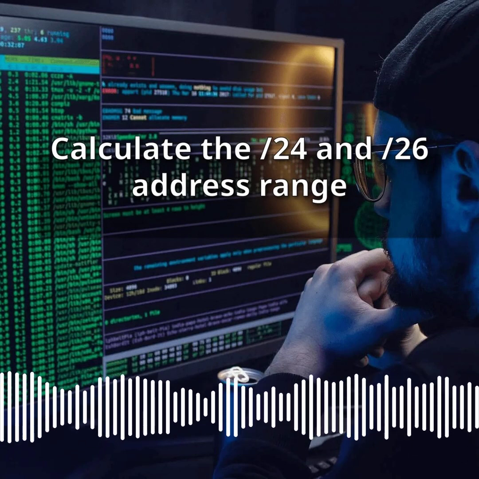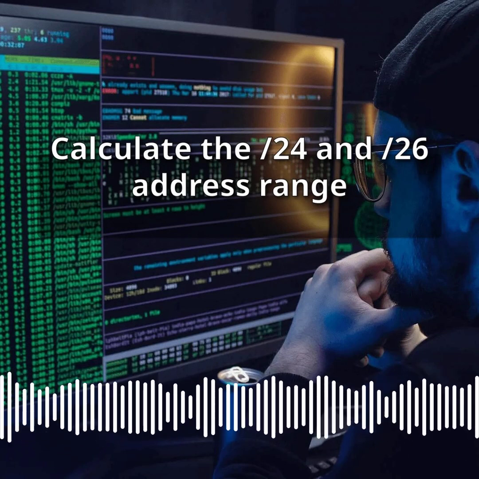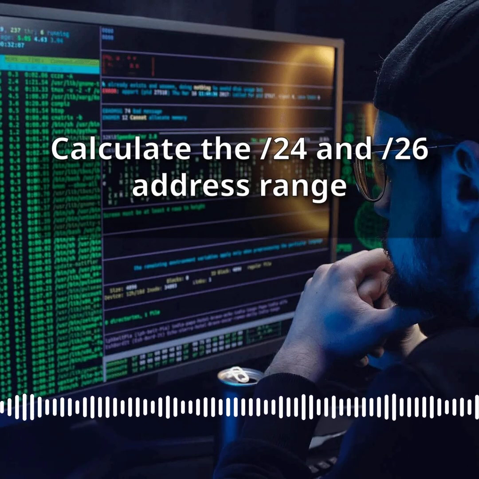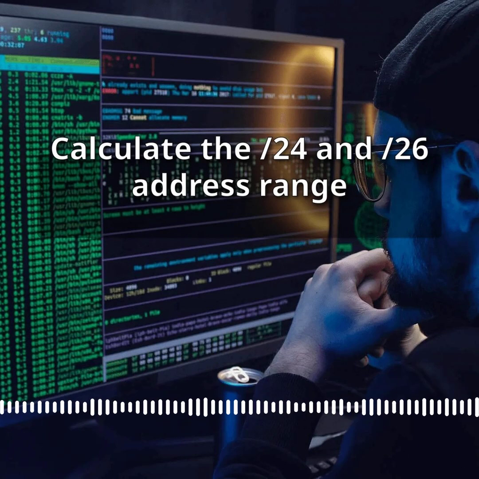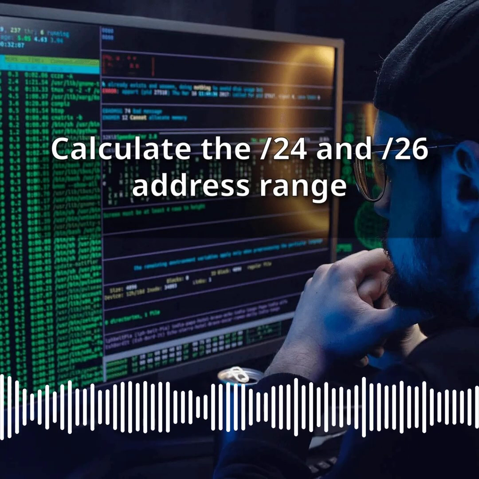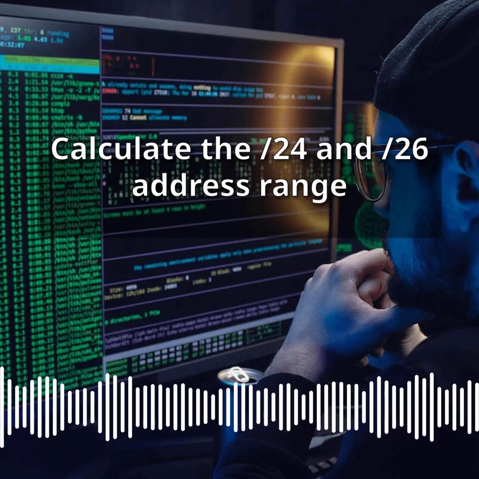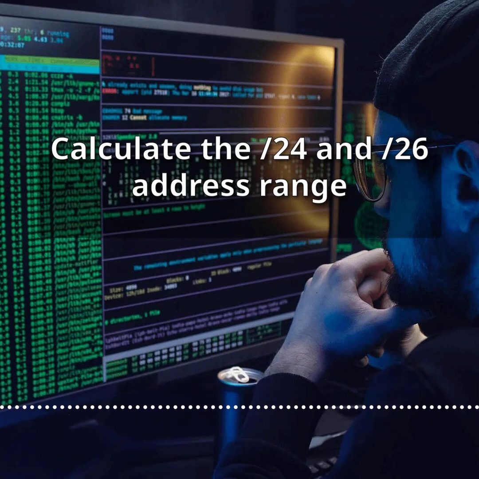The next /26 block starts at 192.168.1.64. Keep this model in mind. Block size equals 2 to the power of 32 minus prefix. Always identify the network address first, then add the block size minus 1 to find the broadcast.